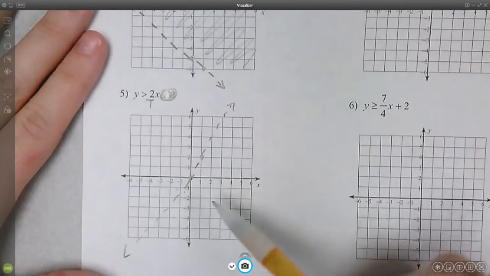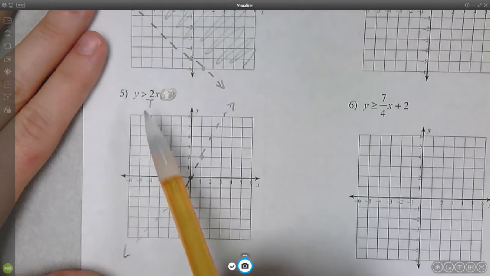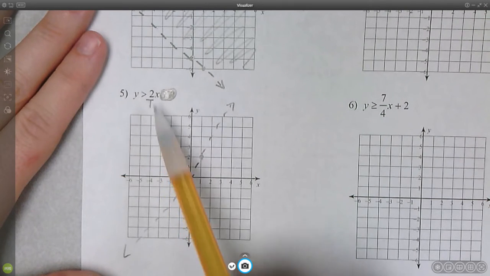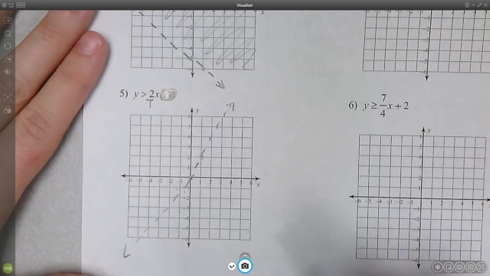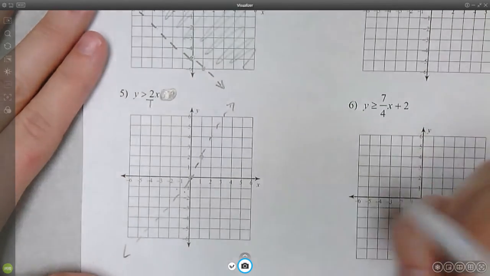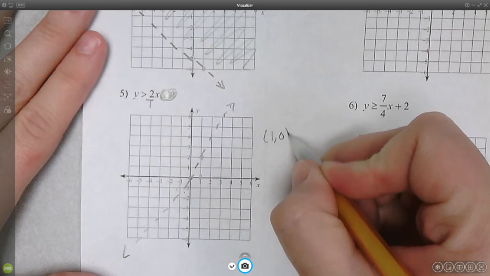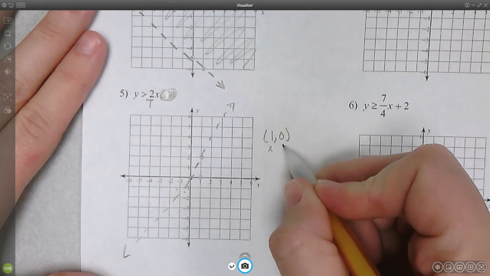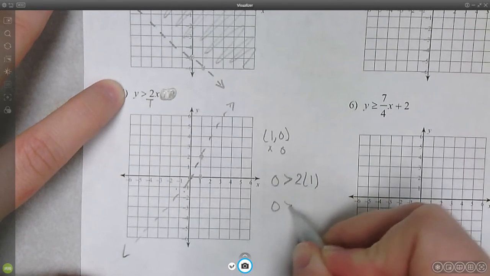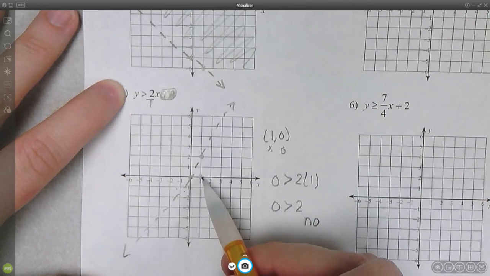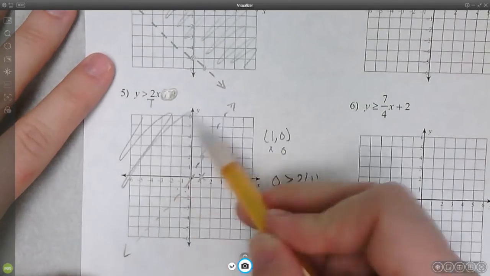But the issue with this one is, can I pick the point 0, 0 to test? Well, if I put 0 in here, is 0 greater than 0? No, but which side would you shade on then? So you have to pick a different point. You have to pick a point that's not on your line. You can pick anything you want. I'm just going to pick 1, 0. So my x is going to be 1 and my y is going to be 0. So I'm going to have 0 greater than 2 times 1. Is 0 greater than 2? That is no. So this point is not a solution. So nothing else on this side is either, which means everything over here is.